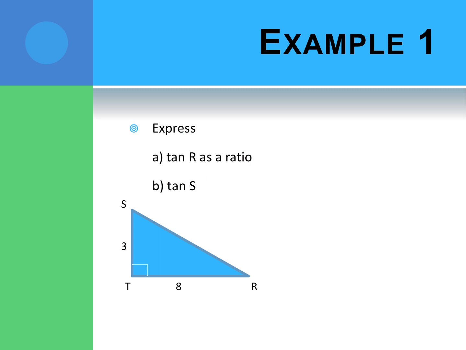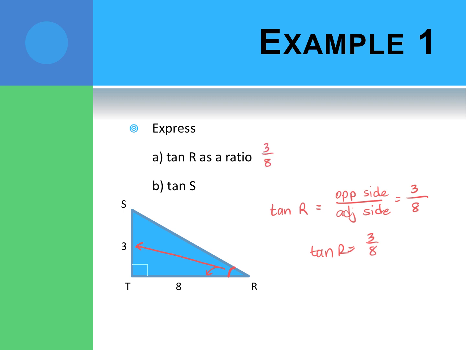So if we're coming to this problem here and we say express the tangent of R as a ratio, well, again, the tangent of angle R is going to be the length of the opposite side over the adjacent side. And in this case, the opposite side is 3, and the adjacent side has a length of 8. And so the tangent of R is going to be the ratio 3 over 8. So that's the answer there.